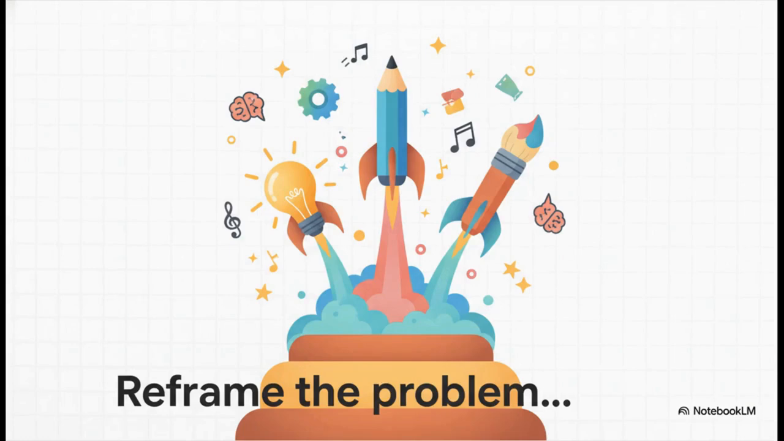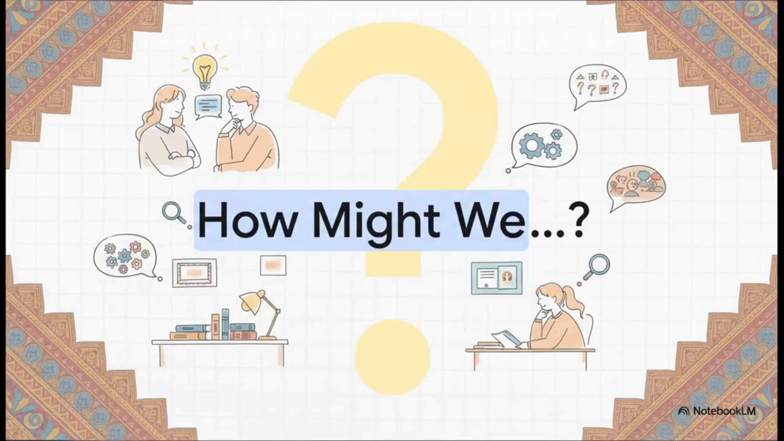Okay, once you've got that solid problem statement locked in, you're ready to flip it. You're going to turn it into a launch pad for a ton of ideas. This is the bridge that takes you from understanding the problem to actually solving it. And the tool for that, it's a simple but incredibly powerful little question. How might we? Yeah, that's it. Those 3 little words are a total game changer.